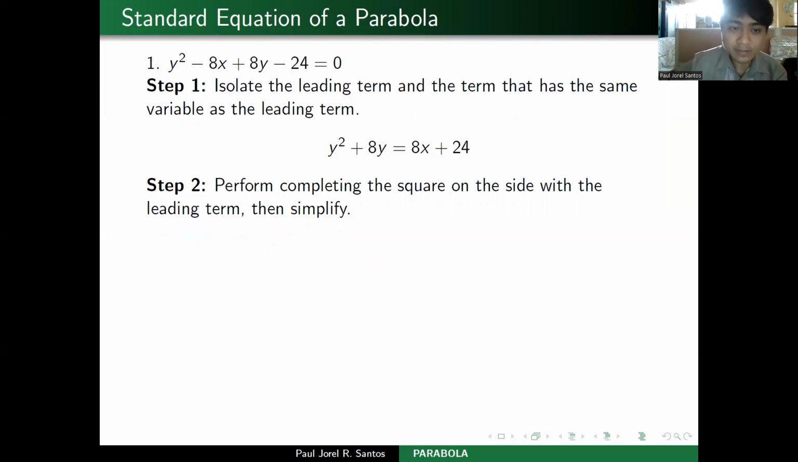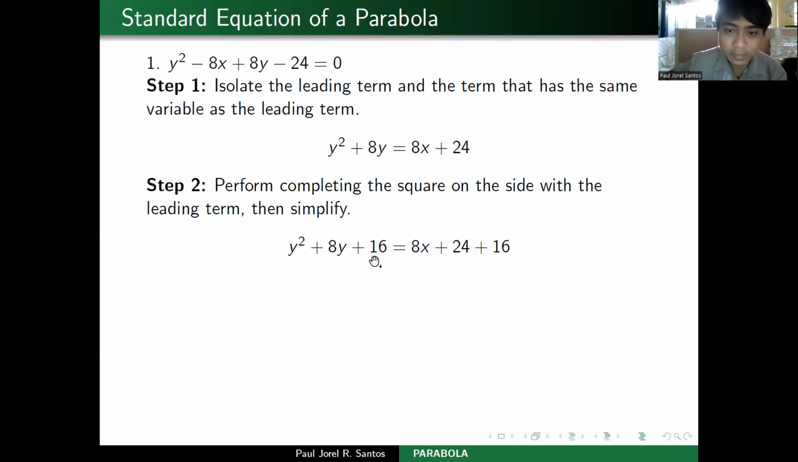So it became positive, no? We have to take note of that. Second one is to perform completing the square on the side with the leading term, then simplify. So completing the square, y squared plus 8y. Now, how are we going to know the third term? We should divide 8 here by 2 and then multiply it to itself. Now, since we add 16 here because this is 16, we should also add 16 on the right. Okay? Simplifying it will be just 16.